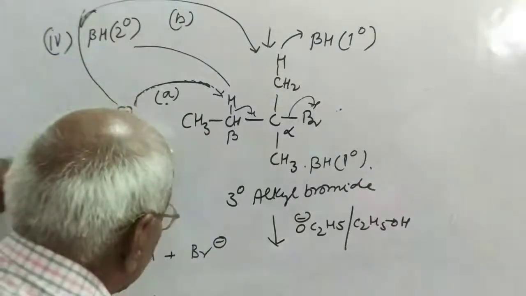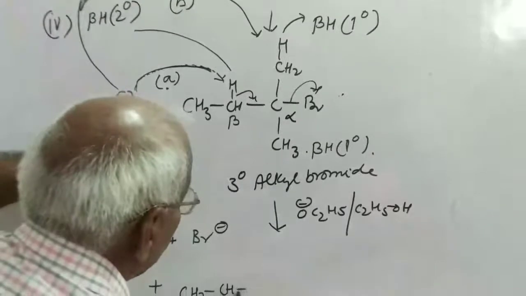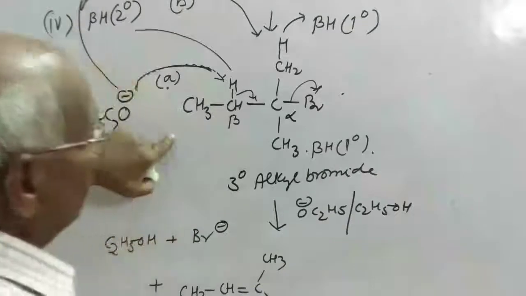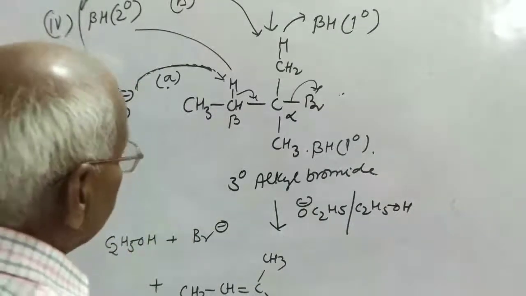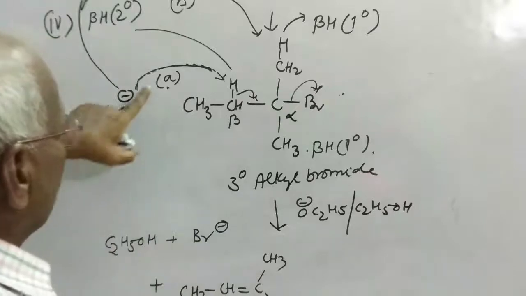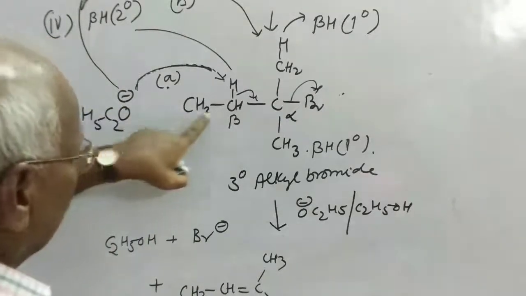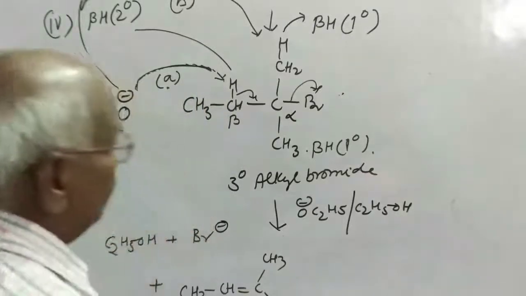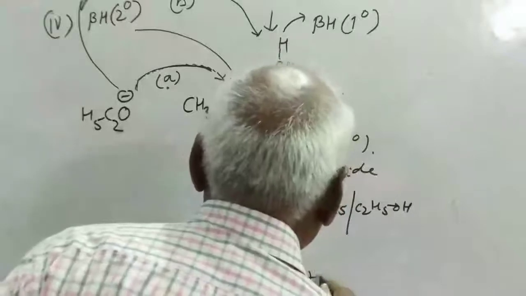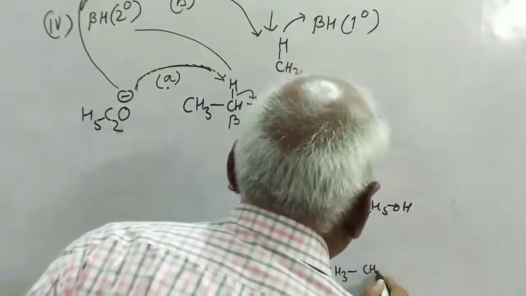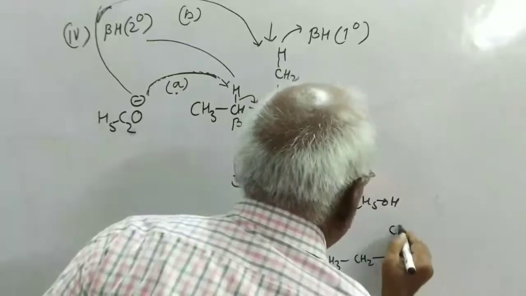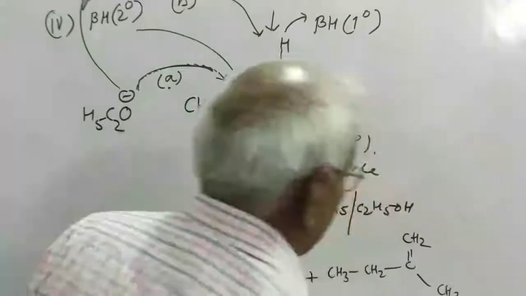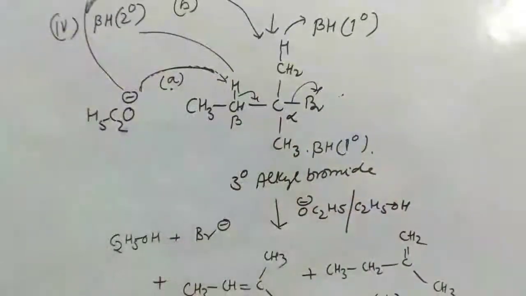See the product CH3, CH double bond C, CH3, CH3, one product. So this product has resulted when ethoxide ion attacks on this hydrogen through route A. So you mention here A. In the second case we get CH3CH2, C, CH2 and CH3. This has resulted through route B.